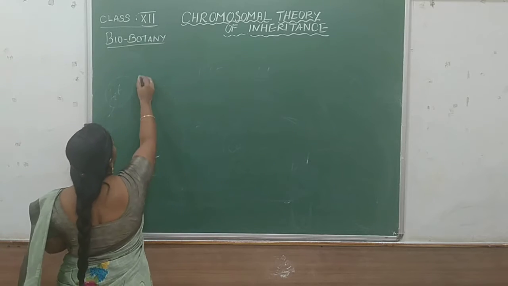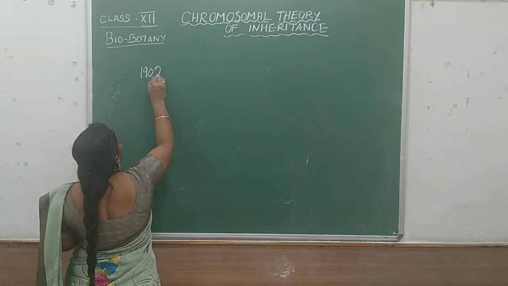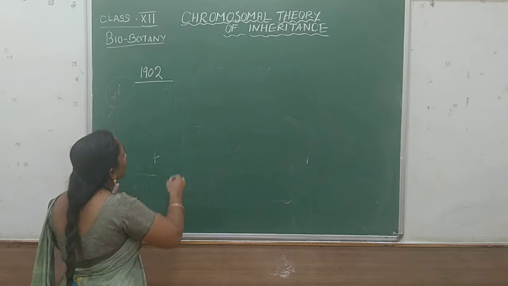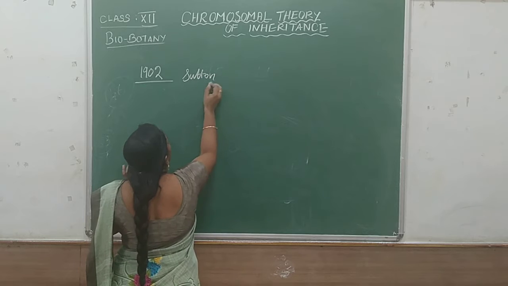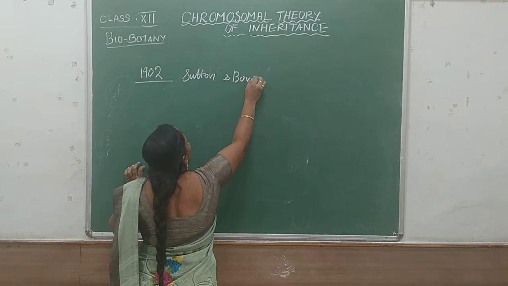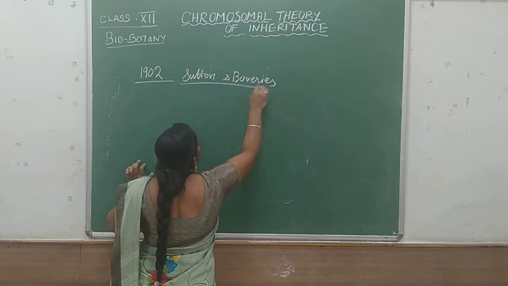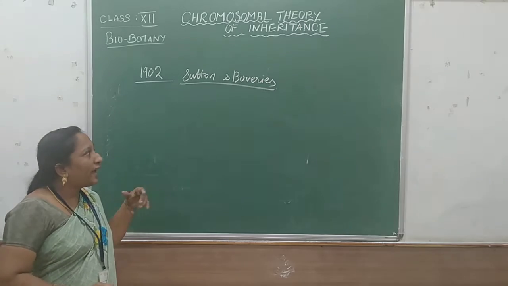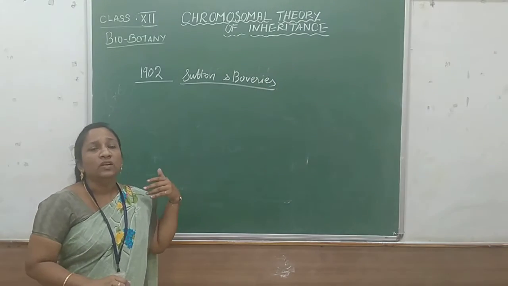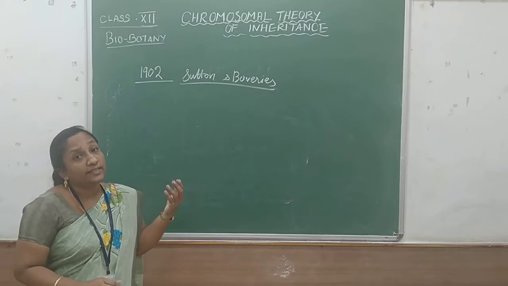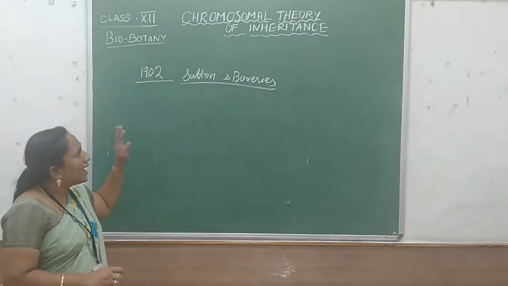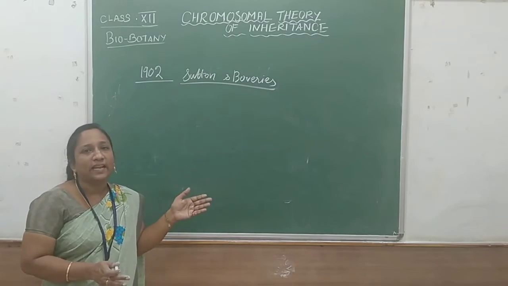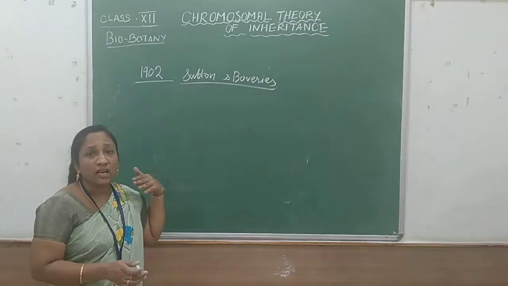During 1902, two scientists came, Sutton and Boveri. So these are the two scientists. They started to research, and they released the output of their research, which was similar to that of Mendel's work on characteristic features.